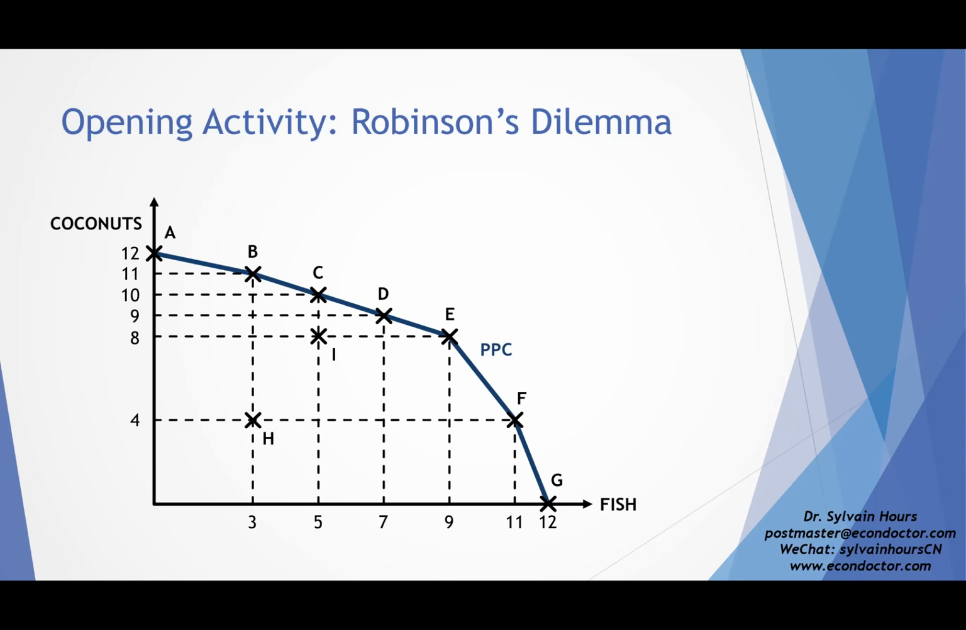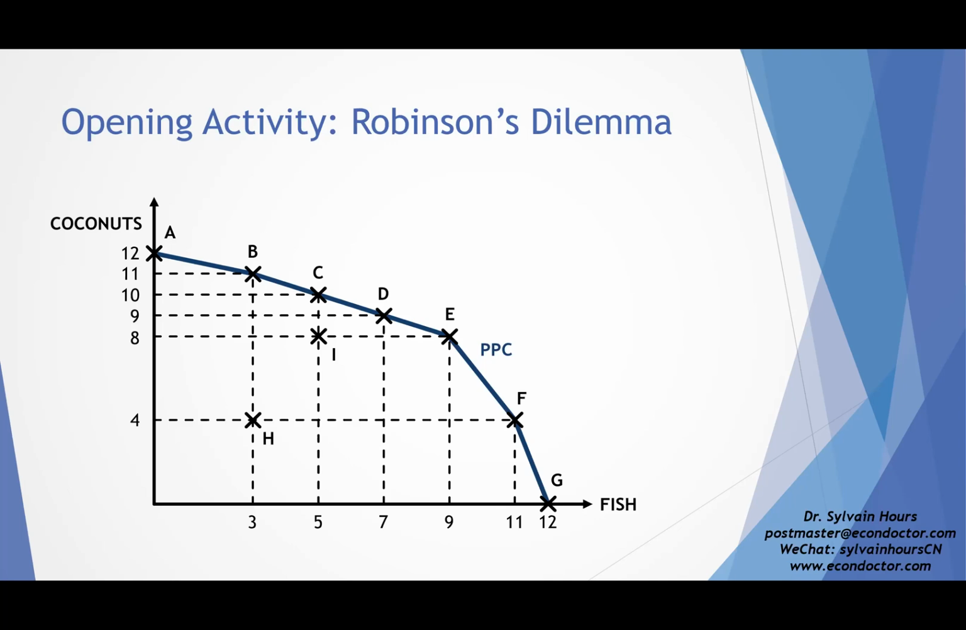So you can have a very intuitive approach, and you can just tell them, think about it. If Robinson wants to maximize his satisfaction, it's just not possible that he would choose combination I or combination H. It doesn't make sense, because he could use more hours collecting coconuts and catching fish, increase the output, get more fish, more coconuts, and with more output, it would have a higher level of satisfaction.